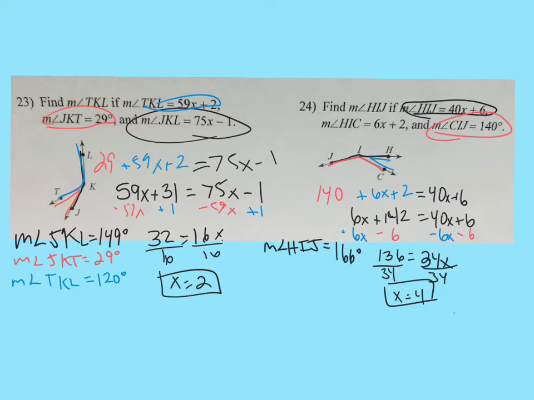I already know that the measurement of angle CIJ is 140 degrees. And then the measurement of angle HIC is equal to 6 times 4, which is 24, plus 2, which is 26 degrees, and that ends up making sense. So that's it for 24.